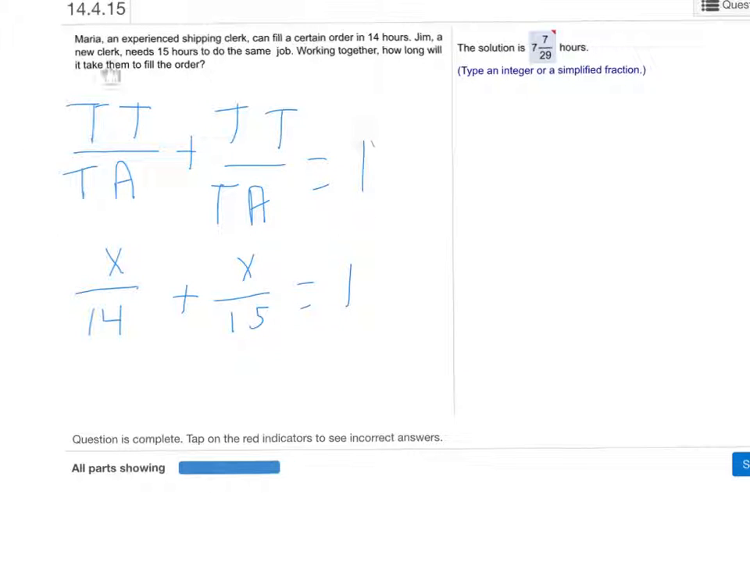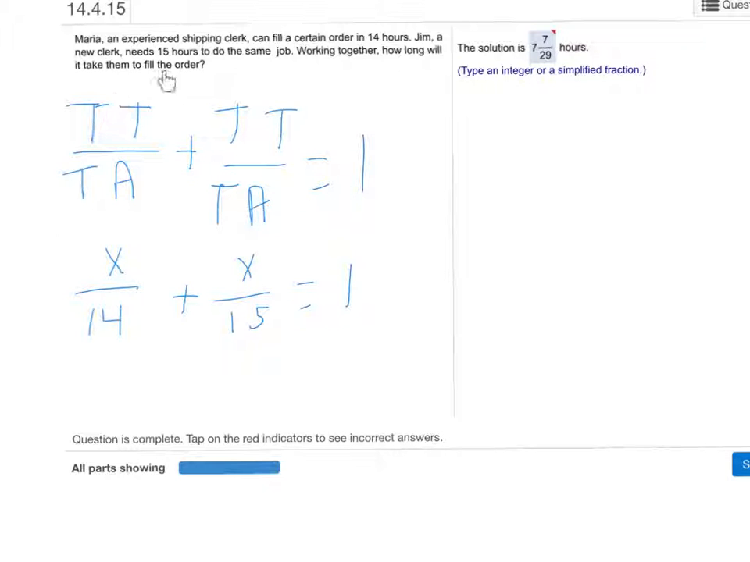So this is the arrangement of the formula I like to use. The time together over the time alone of one of the individuals, plus the time together over the time alone of the other individual, equals 1. This is the part of the work one person does, this is the part of the work the other person does, and together they complete the one task.